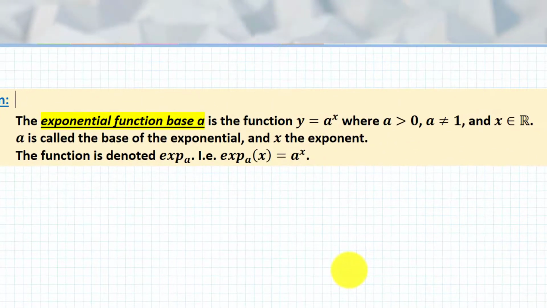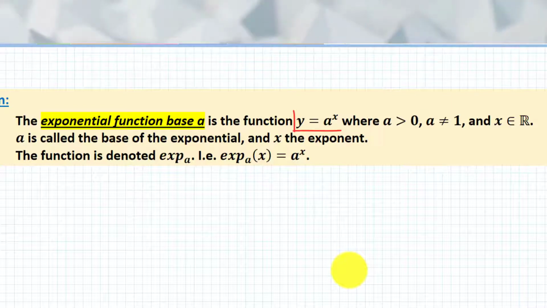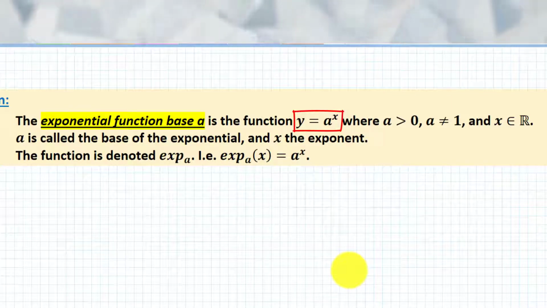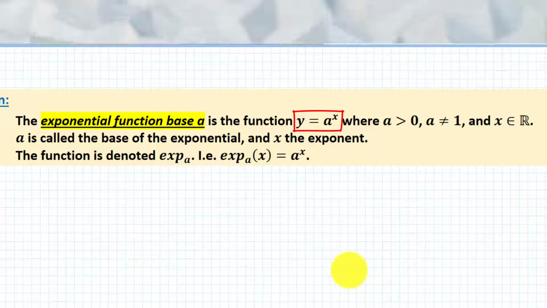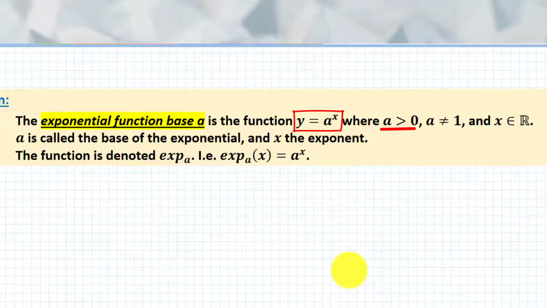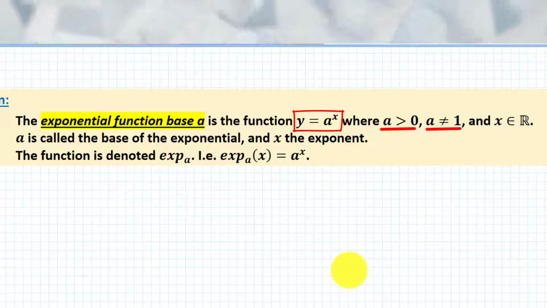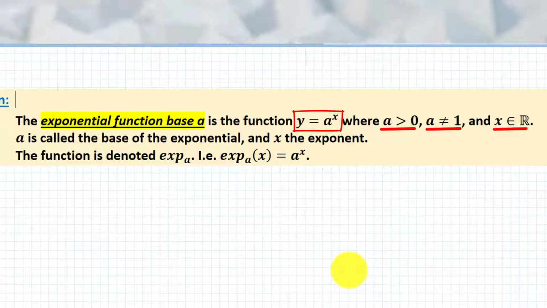Here is a statement defining an exponential function. We call y equals a to the x the exponential function base a. A must be positive and different than 1, while x is a real number. As usual in an exponential notation, a is called the base and x the exponent.